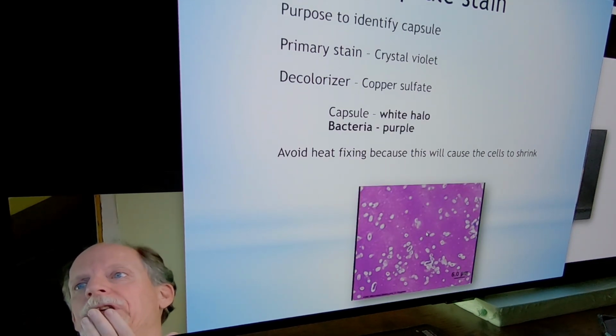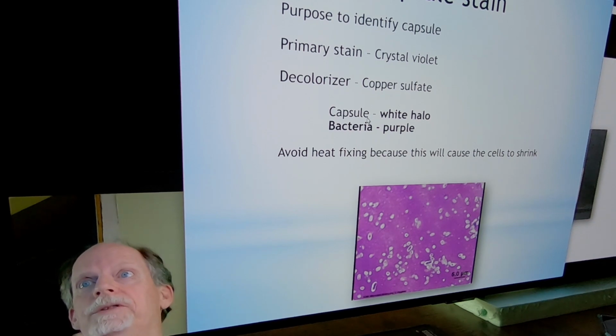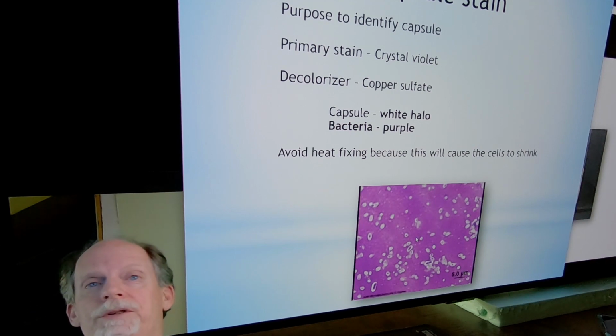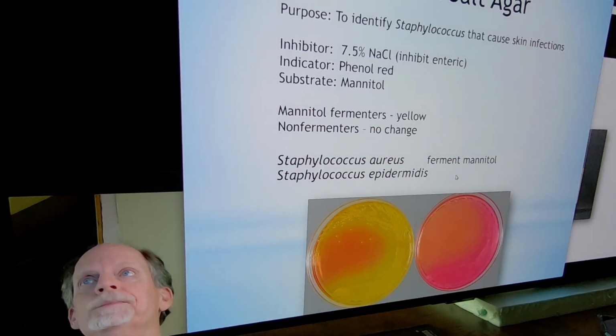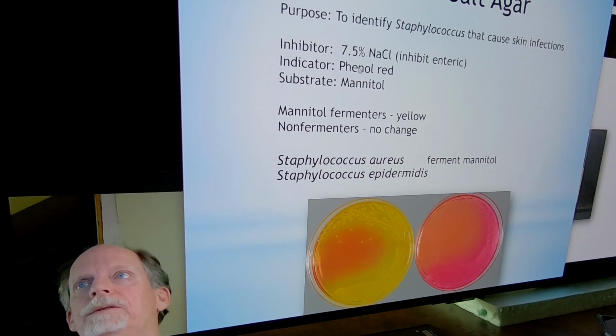All right, this is the capsule stain, right? And the questions that will be asked are about the primary stain, decolorizer, or what is the white halo? Could be capsule, or I might not say capsule, I might just use the term, what is the color of the structure as a result of this stain? That kind of thing, right? What are the purple objects inside the halo, right? They are the bacteria in this case. So be able to recognize this, and right, these are the media.